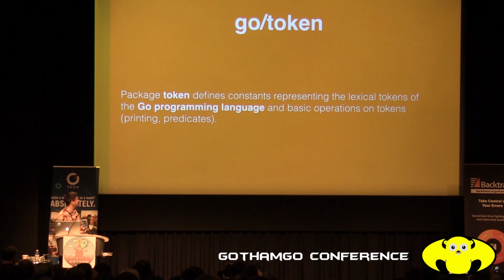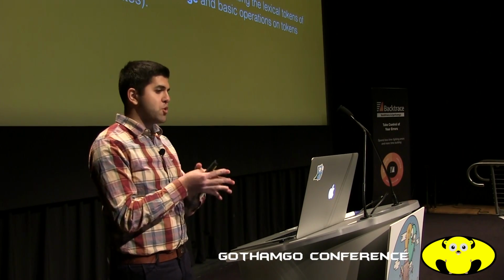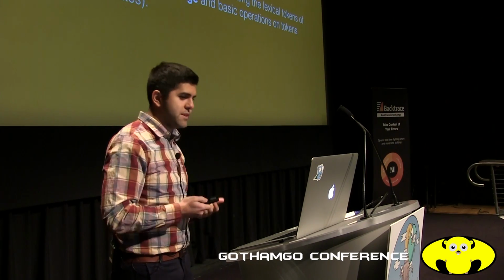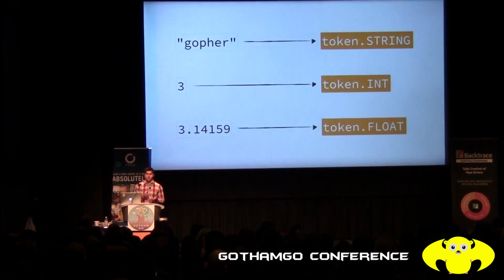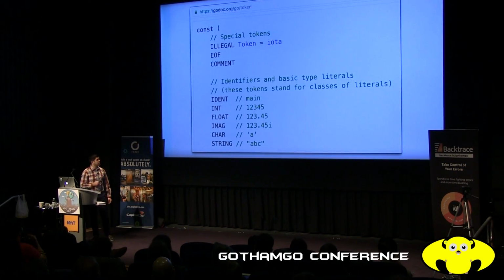The token package defines just constants, lots of constants, for the lexical tokens of the Go programming language. It's just a categorization for the purpose of the language and of parsing. For example, what does this mean? Here we have some examples. This means, if I have two quotes and some characters between them, this is a string. If I have just a number, this is an integer. Or a float, this is a token.FLOAT. These are all constants, and we have multiple constants inside the token package. This is just some of them.